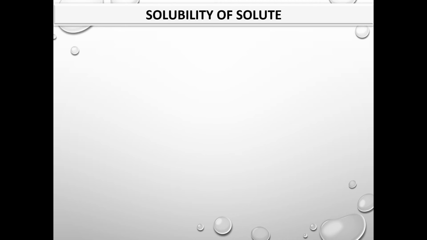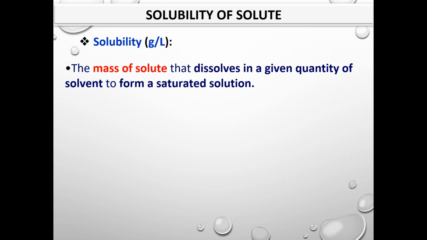As we have seen what happens in a saturated solution of a sparingly soluble salt, let us now see how to calculate solubility. There are two measurements that we can use to calculate solubility. Firstly is solubility in gram per liter, which is defined as the mass of solute that dissolves in a given quantity of solvent to form a saturated solution.